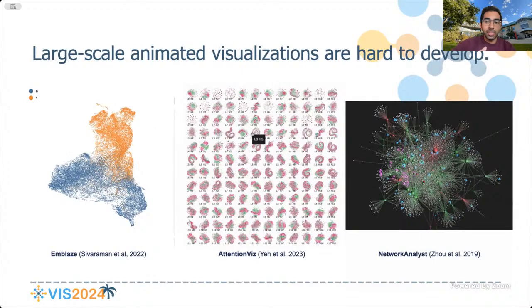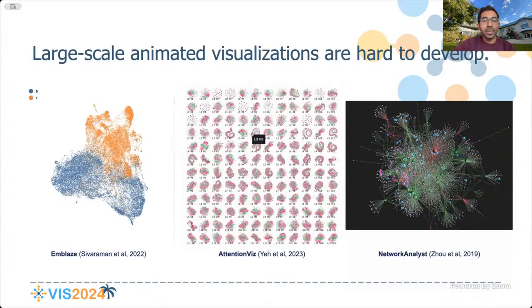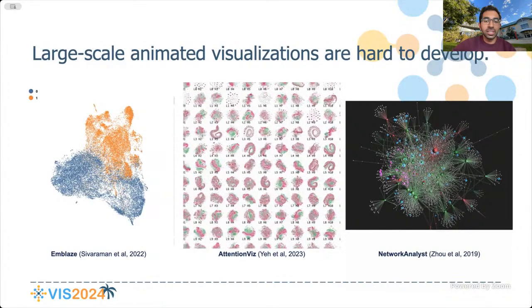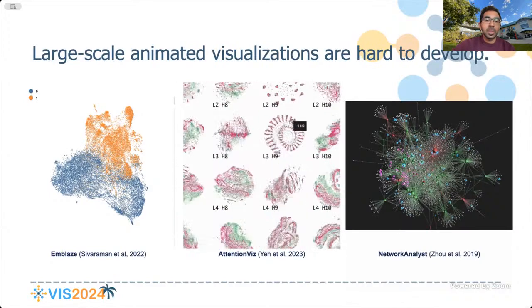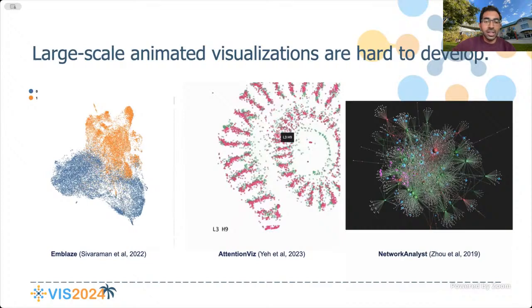So for example, in our past work in Blaze, it was hard with existing frameworks to be able to animate smoothly between two scatter plots that had tens of thousands of points each. And tools like AttentionViz and Network Analyst have these bespoke requirements for design and animation that have to be purpose-built for each project. And so through building projects like this, we noticed some common challenges that we wanted to address and build a toolkit for.